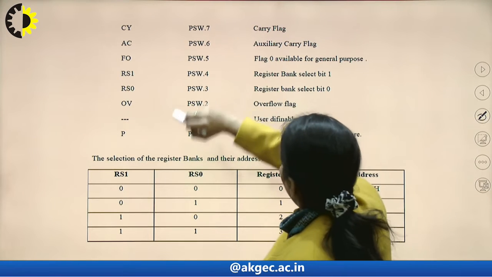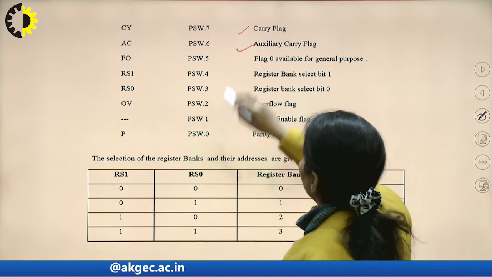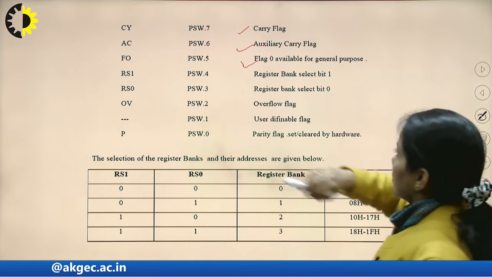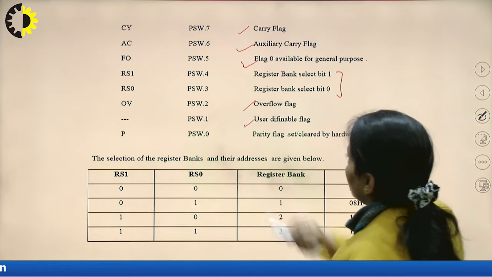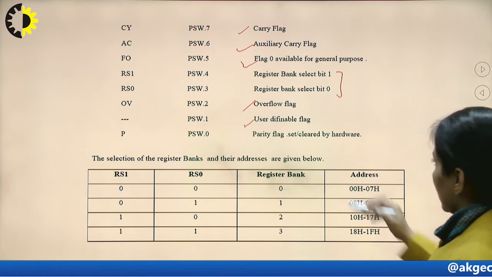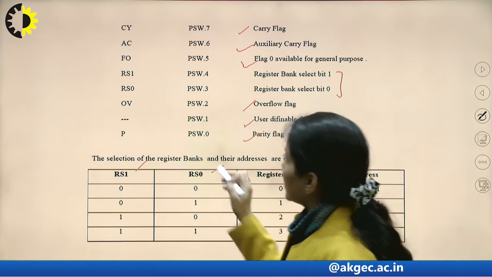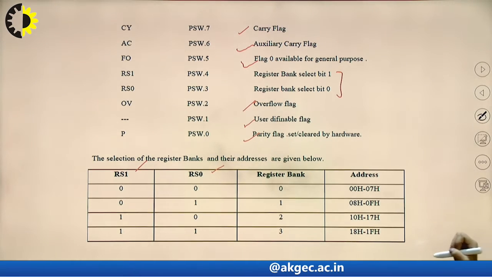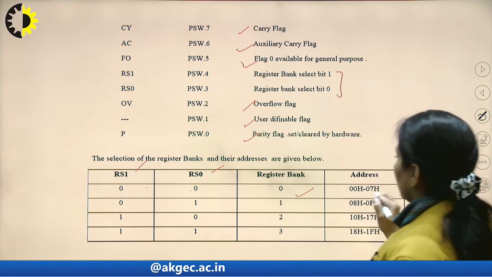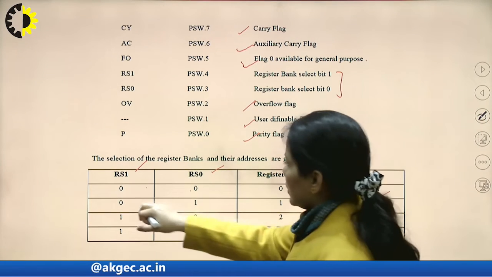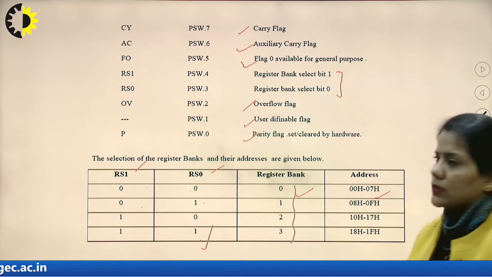So as I've already discussed, bit 7 is the carry flag, then the auxiliary carry flag, flag 0 available for general purpose, register bank select bit 1 and select bit 0, overflow flag, user definable flag, and last is the parity flag. When we talk about these 2 bits, that is PSW 3 and 4, the use is mentioned here. Suppose the combination 00 gives register bank 0, and similarly the different banks are selected according to the selection of these 2 bits.